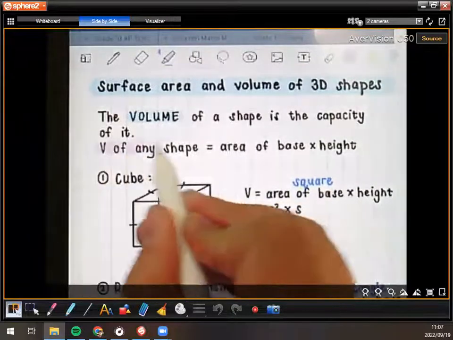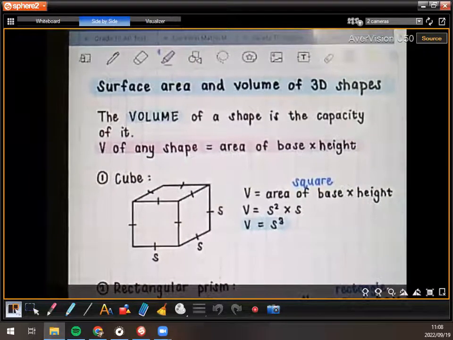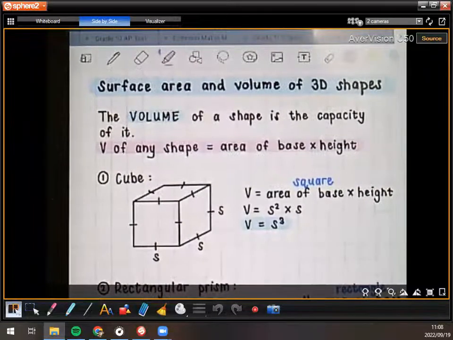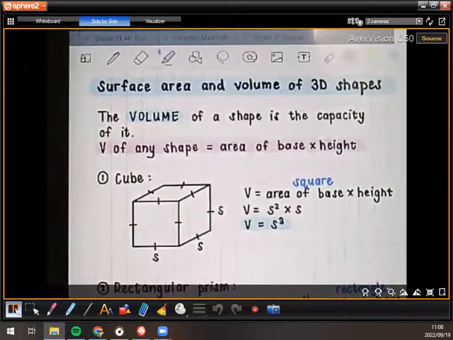Volume of any shape is the area of the base times the height. That's what I'm talking about. So when it is a cube, you take the area of the base, which is side squared, times the height, which is another side. Right? There, we wrote that in the note. For a rectangular prism, what is the base of a rectangular prism? A rectangle. That's why it's called a rectangular prism, right? So rectangle, length times breadth, times height. Does this ring a bell?